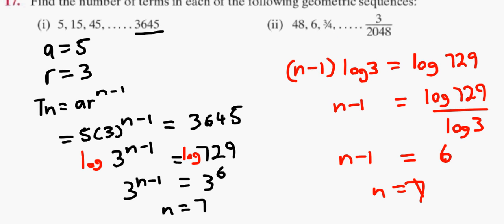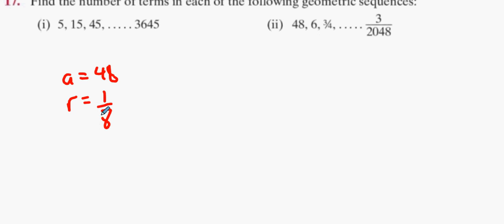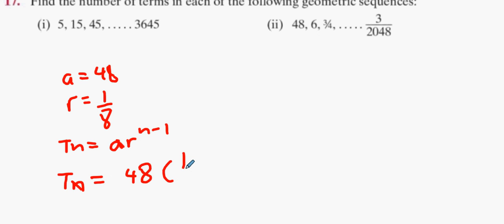Alright. What about the next question? What's the a value this time? Alright. What's the r value? A 12th? Or sorry, an 8th. Okay. What's the tn value? A or n to the minus 1. So the tn value is 48 times 1/8 to the power of n.